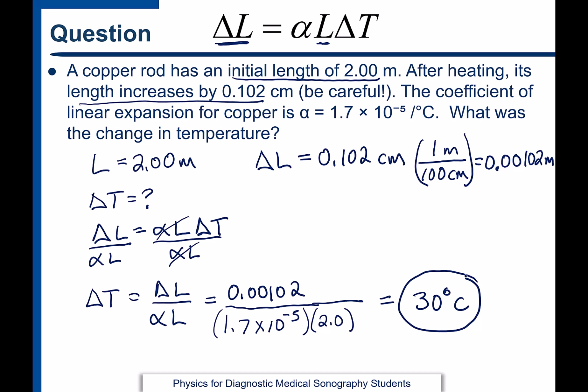One other thing to say about this formula is that, of course, it can work the other way. If you're told that the temperature goes down by an amount delta T, then that will be the amount that the object shrinks. So this works both for expansion and shrinking due to temperature change.